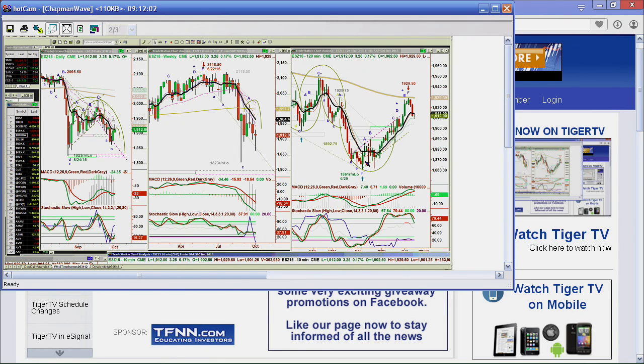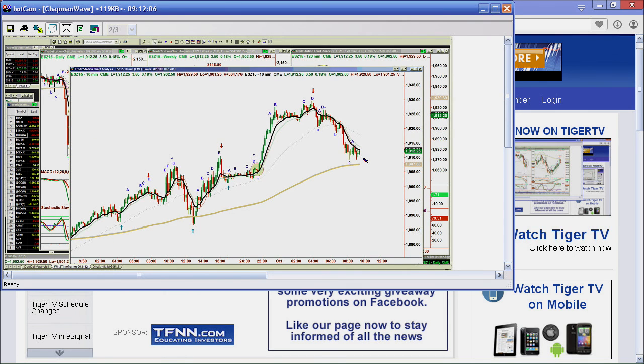My guess, we're at 1912. We'll get close to just a test of the low today of 1909.25, probably go to 1909 or just a little lower at some point early on if there is that weakness. And then the real trading day will start.